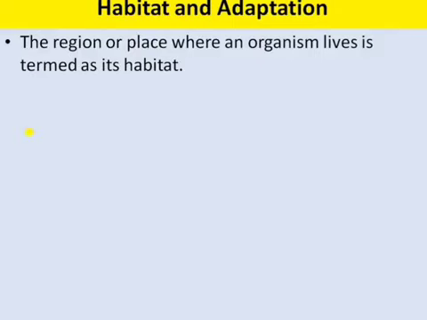A habitat should have the following features. First is adequate food and water for survival. Second is shelter for protection from enemies. And third is the optimum, the most suitable, temperature for survival.